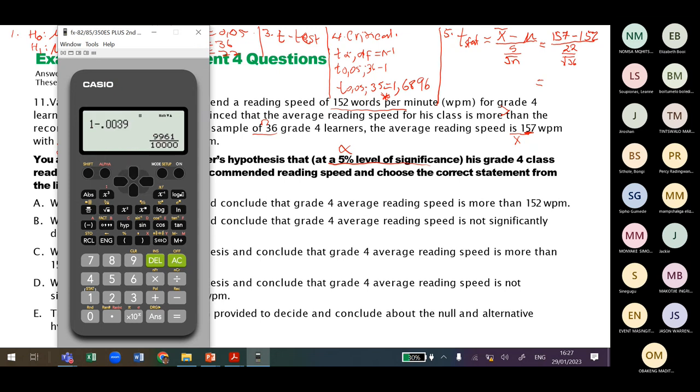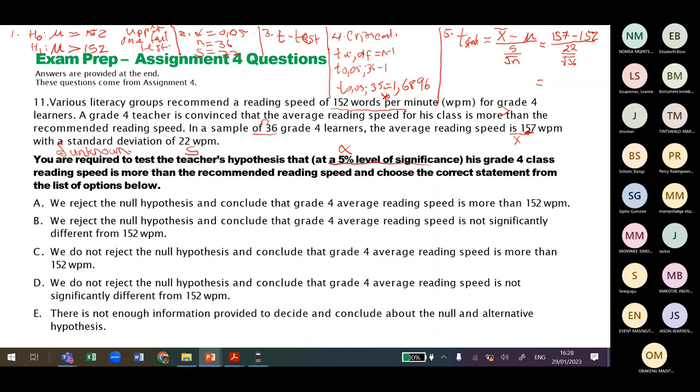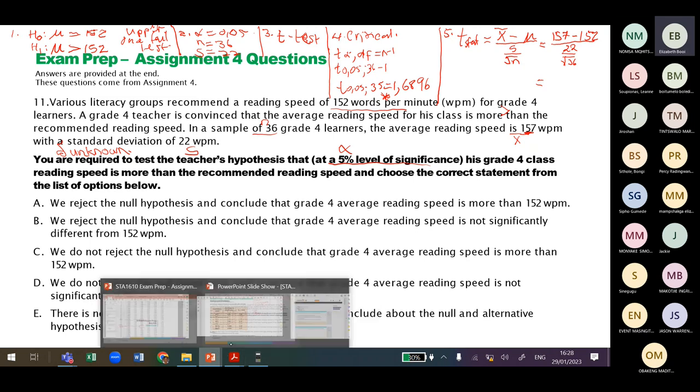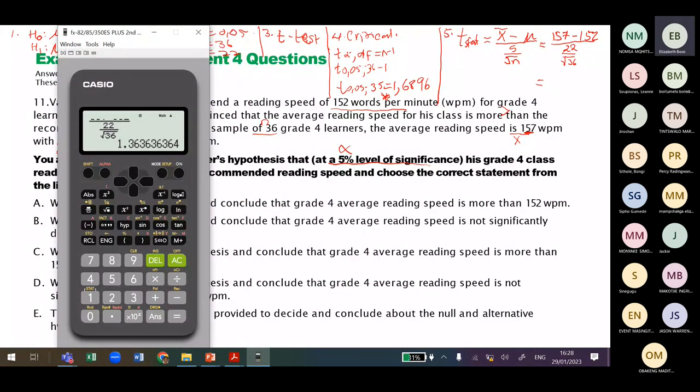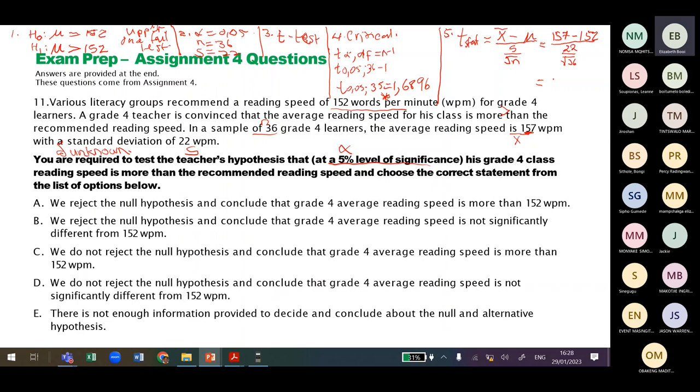I get 1.3636. I also get that, 1.3636. I'm going to keep only two decimals. There's no need for me to keep all of them. So I get 1.36. I'm just going to keep 1.36. That is your t-test statistic.